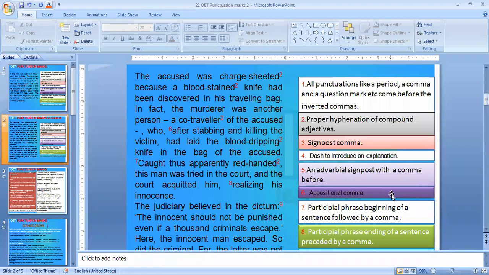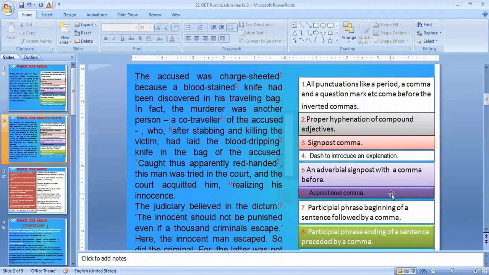Appositional comma. You know, we studied apposition last time. Extra information, non-essential information. Even without that, the sentence reads all right. The co-traveler of the accused who had laid the blood-dripping knife. The sentence is okay even without "after stabbing and killing the victim". So that is extra information. So that is apposition. An appositional phrase or clause should be between 2 commas. That is number 6.